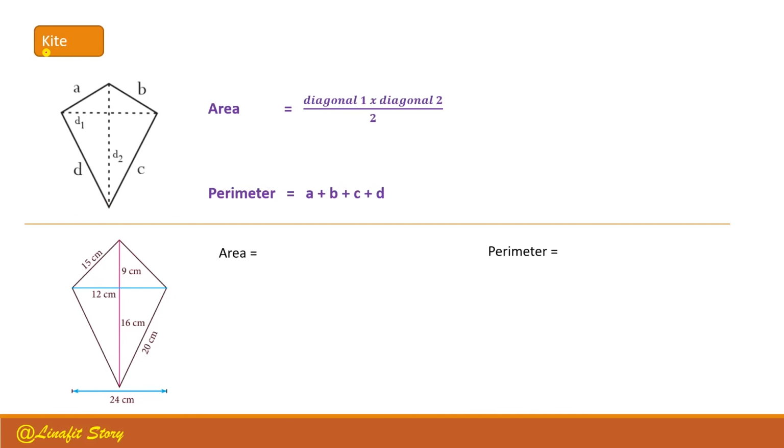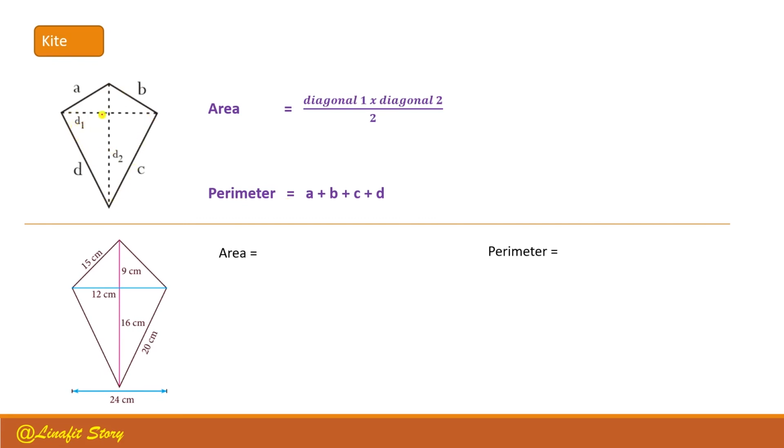A kite is a flat shape with 4 sides. It has 2 pairs of equal length sides adjacent next to each other. We multiply the length of the diagonals and then divide by 2 to find the area. So to find the area of a kite is diagonal 1 times diagonal 2 divided by 2. The perimeter is the distance around the edges. So to find the perimeter is A plus B plus C plus D.